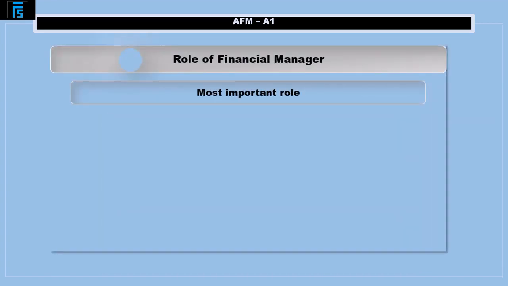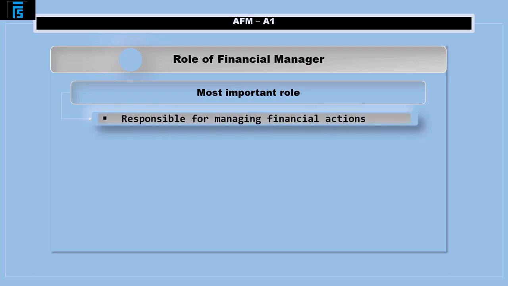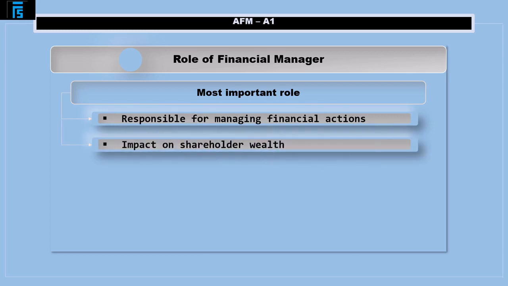The role of a financial manager is among the most important ones in every business organization. This is due to the fact that a financial manager is responsible for managing all of the financial actions of a company, which are aimed at increasing the wealth of shareholders. It is important to note that the decisions made by a financial officer impact numerous areas of a company's activity.